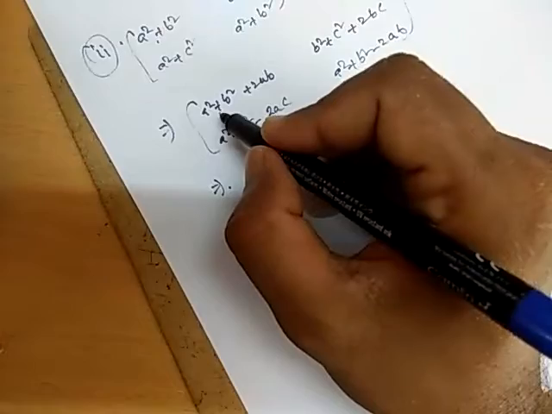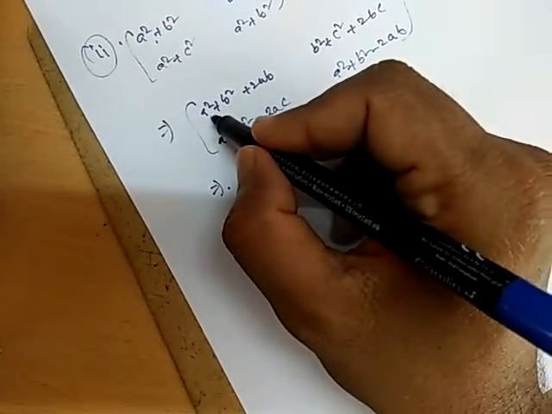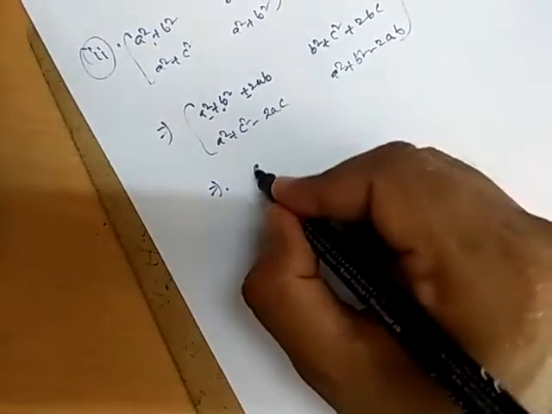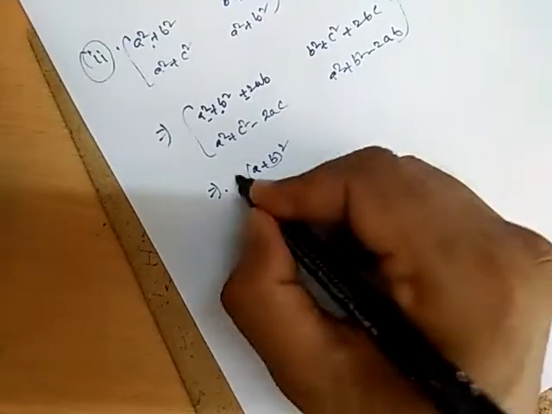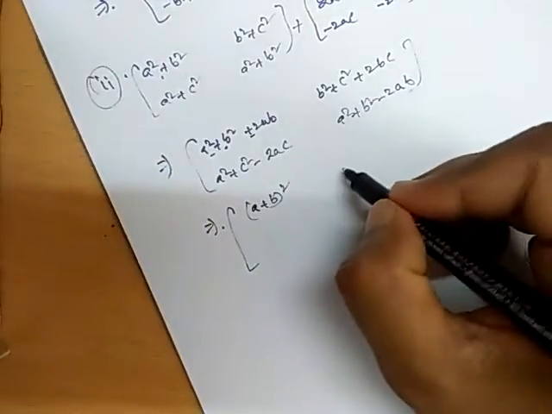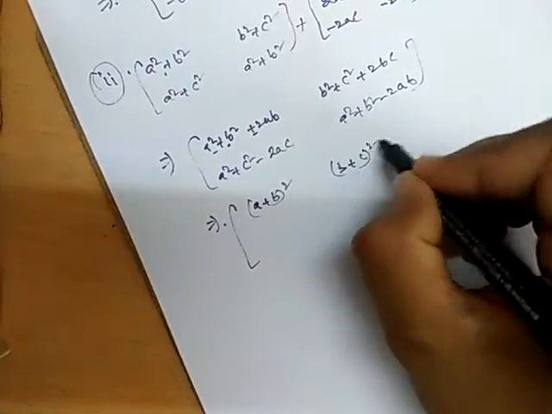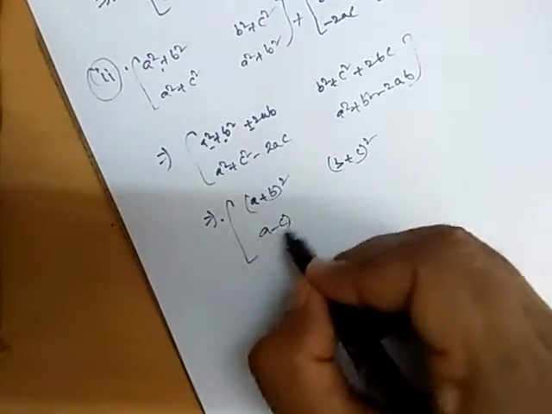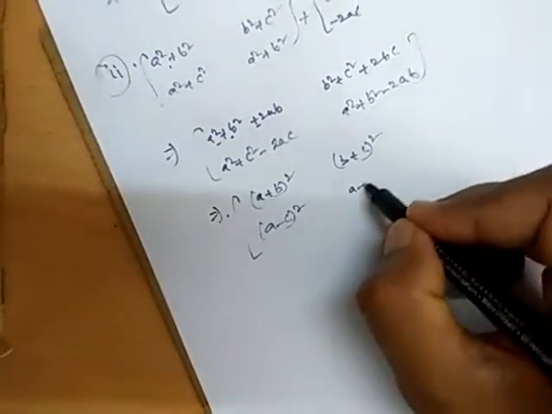We have the direct formula: A square plus B square plus 2AB, you can write it as A plus B whole square. If you want, you can simplify, otherwise you can leave it here. This is B plus C whole square. This is A minus C whole square. This is A minus B whole square. This is the final answer.